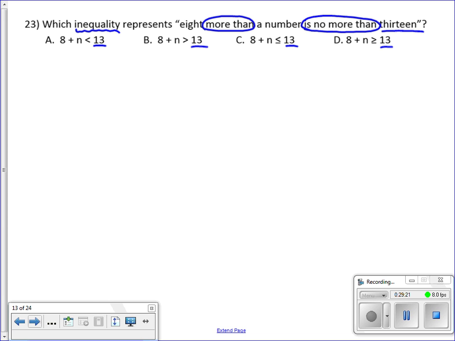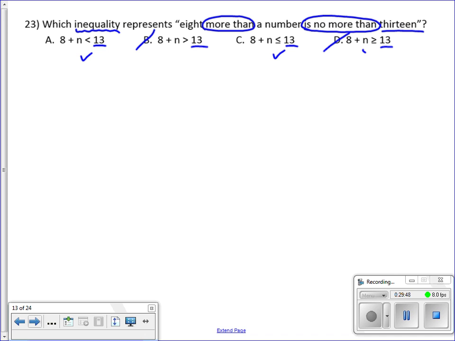Now, here's the thing. It's no more than 13. That means it can go up to 13, but it can't go any further. That means it's going to be all the numbers that are less than 13. So here's a less than sign. I like this one. This is greater than. I don't like that one. Here's a less than sign, I like this one. And here's a greater than, I don't like this one, because it can be no more than 13.